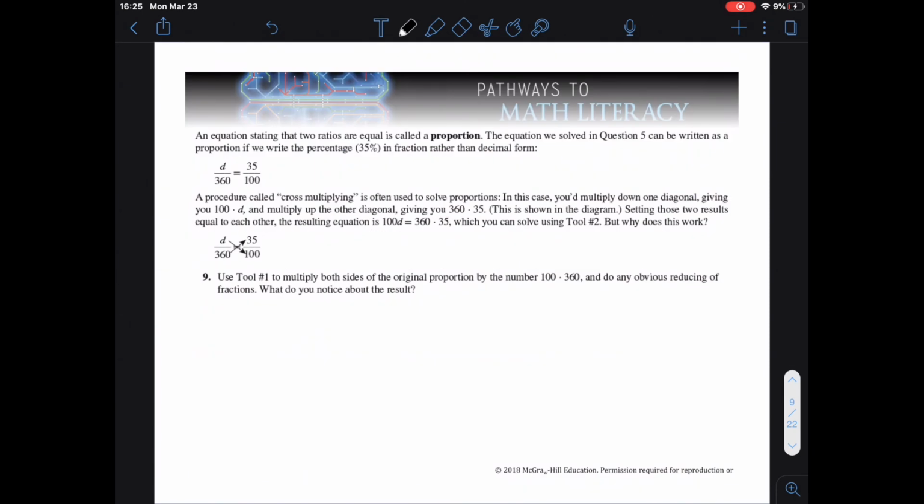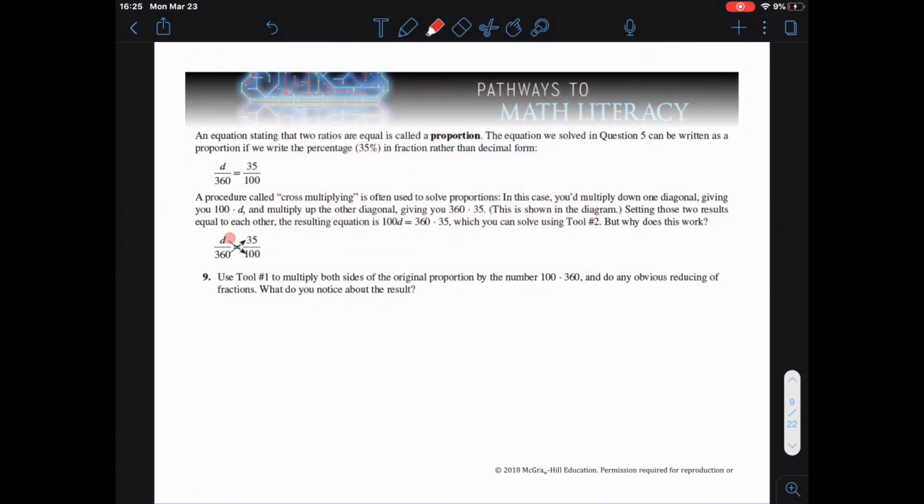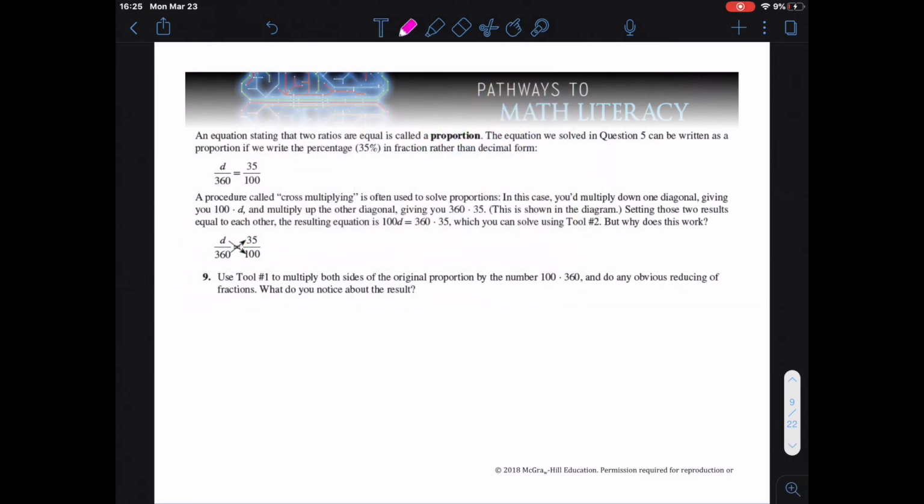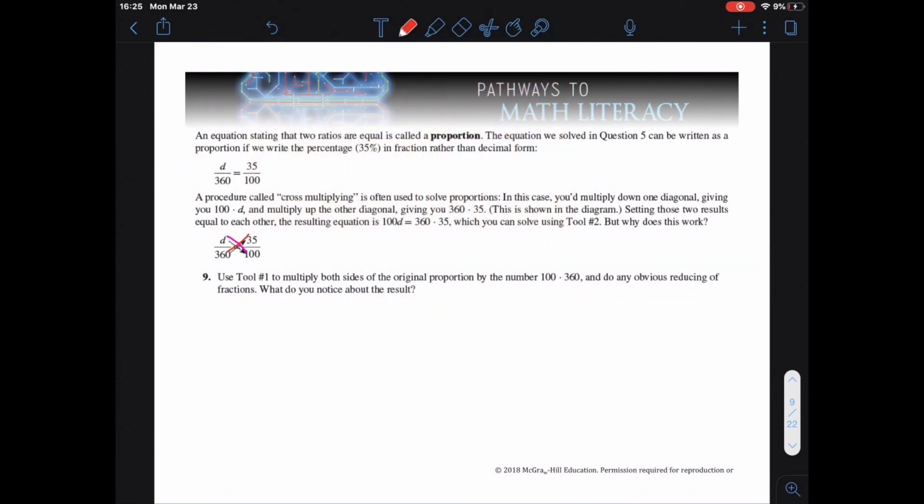Okay. Another thing that we can do to solve something is when we have proportions, we can use something that's called cross-multiplying. So in this specific example, d over 360 equals 35 over 100. Cross-multiplying is not necessarily the best tool because we could just multiply both sides instead. But the idea is you can get rid of the fractions by going ahead and multiplying the pieces that are across from each other. So you would take the d and times it by 100, and you would take the 360 and times it by 35. We're going to go ahead and solve this by cross-multiplying.